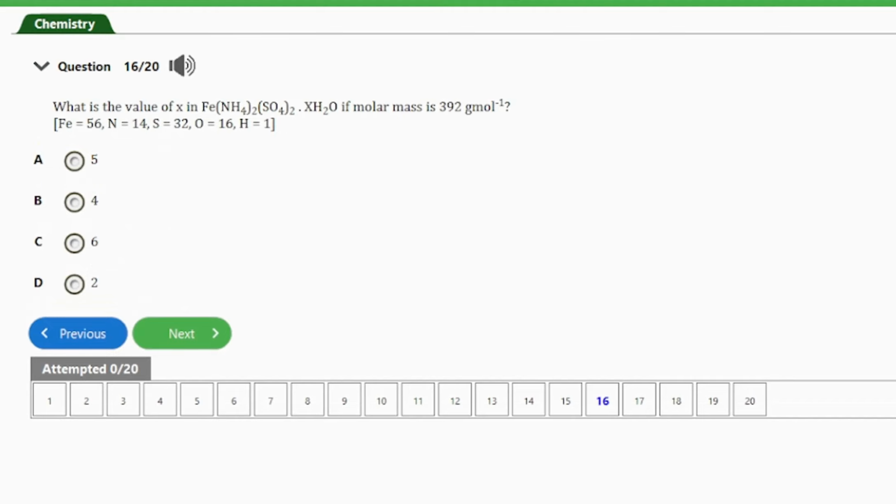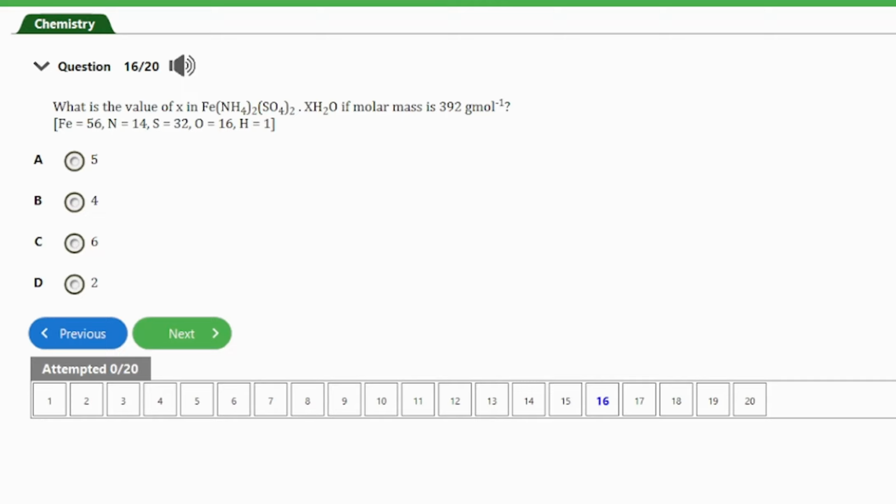So guys, let's consider the next question. Question number 16. It says, what is the value of X in this compound if the molecular mass is 392 gram per mole? So guys, in order for us to get the value of X, we know that if we sum up everything here, it's going to give us 392 gram per mole. So all we are simply going to do here is add up everything here and then equate it to the molar mass of this compound.